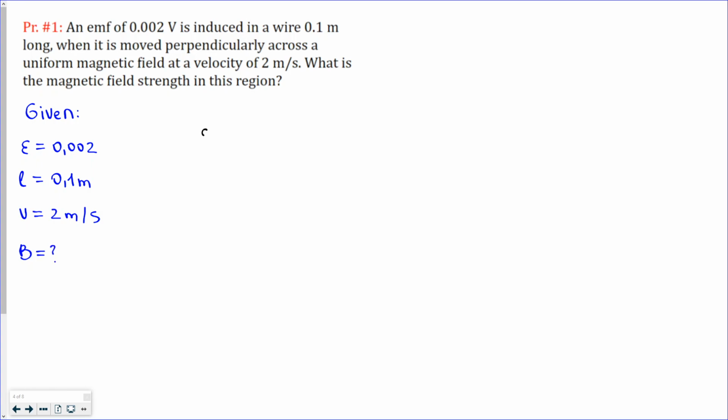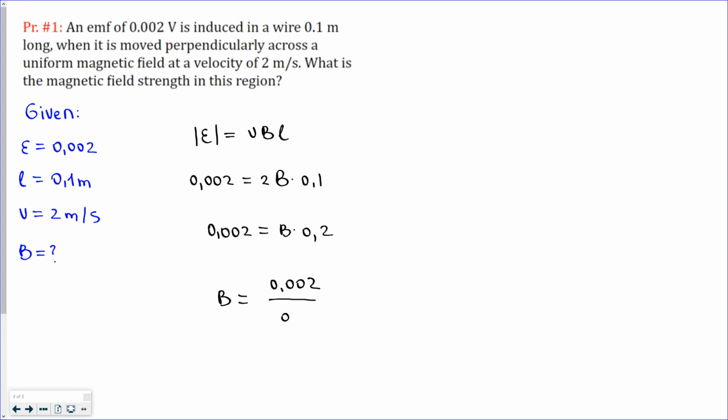So let's use the equation for the EMF, and I'm going to find only the magnitude, so I don't need the minus sign here. And E is equal to 0.02 volts and velocity is 2 meters per second, B we don't know, and the length is 0.1 meters. So 0.02 is equal to B times 0.2, and the answer is 0.02 over 0.2.